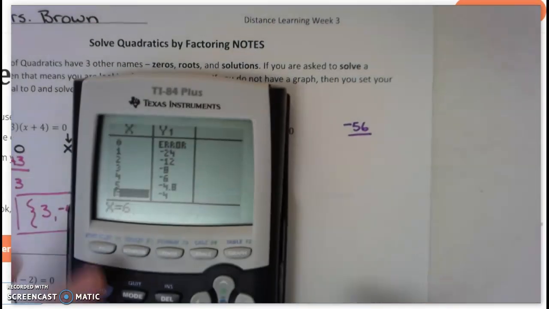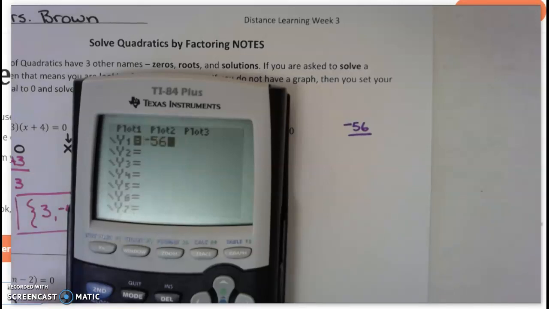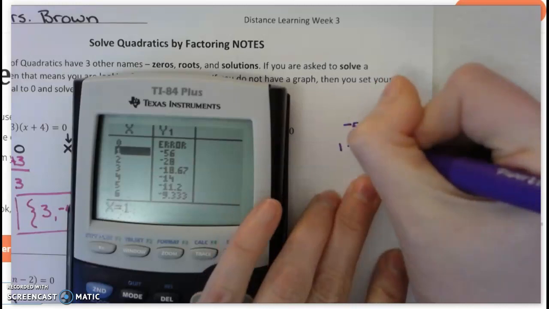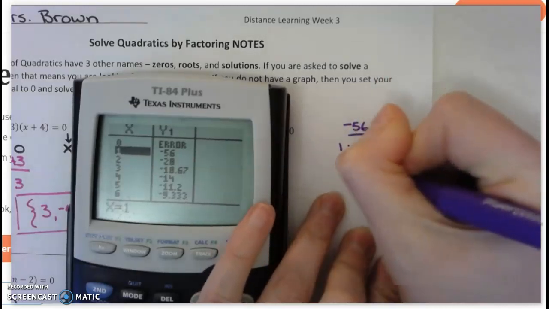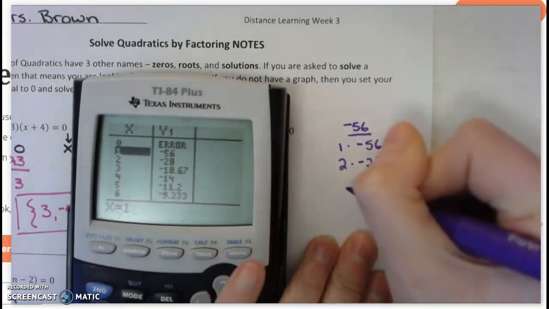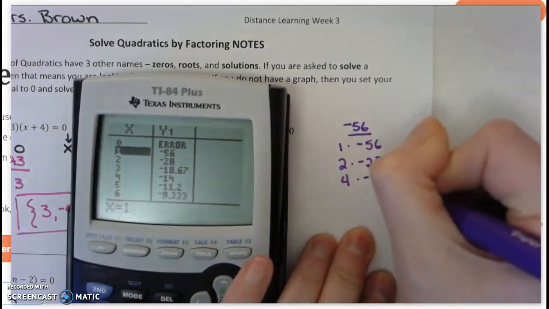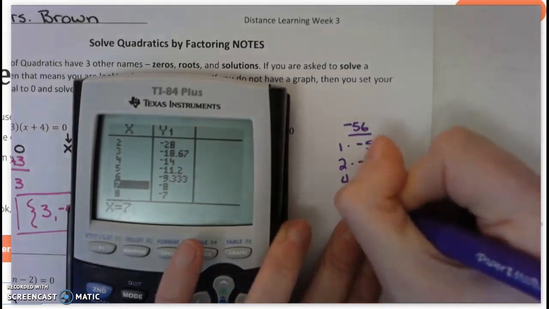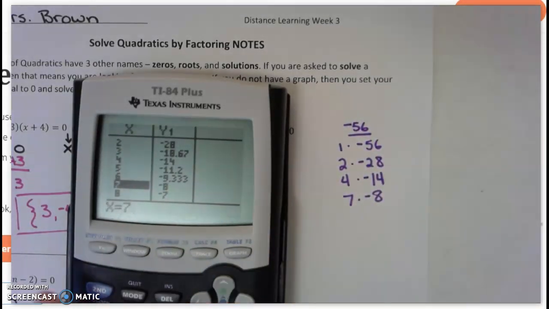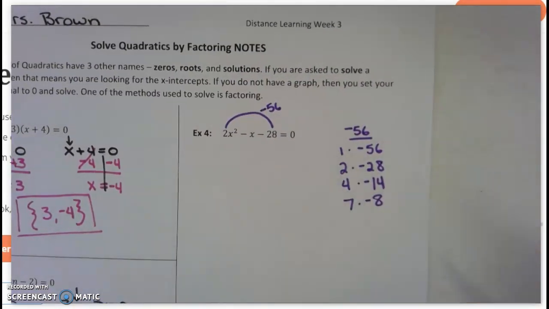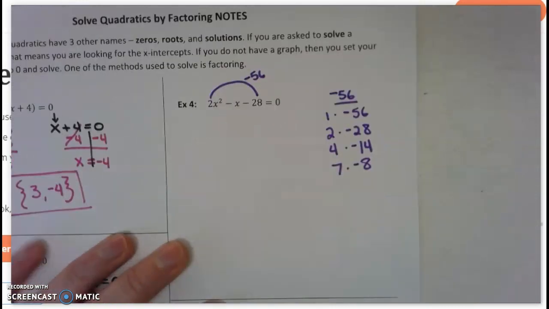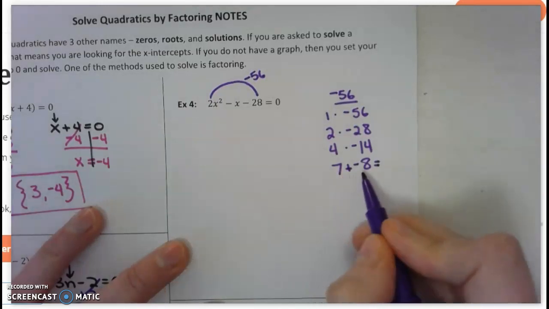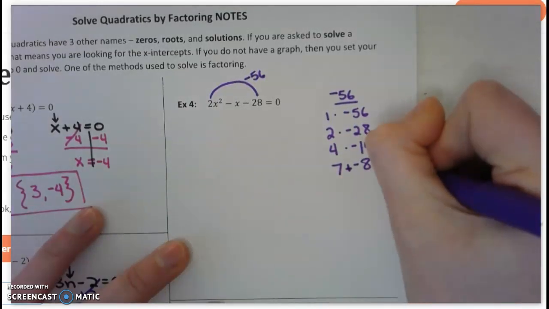Okay. So, negative 56 divided by x, if I come over here, I've got 1 and negative 56, 2 and negative 28, I have 4 and negative 14, and if I keep going, I've got 7 and negative 8. Now, my negative signs could be on the other numbers over here, but I'm not going to bother writing that out because I already see the pair that I want. 7 and negative 8 add to give me negative 1.